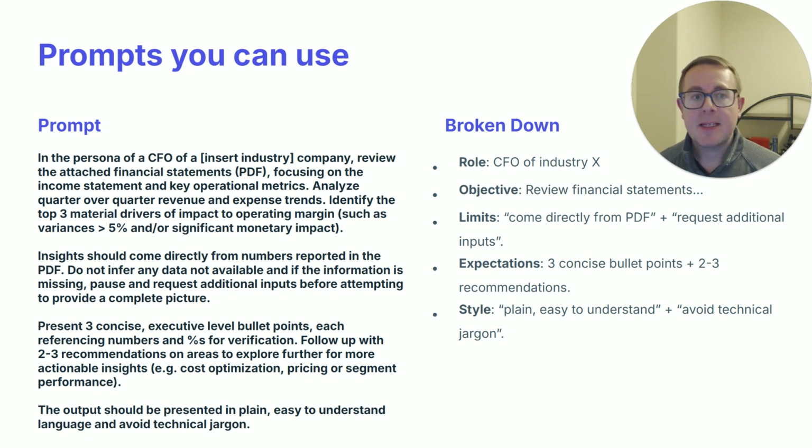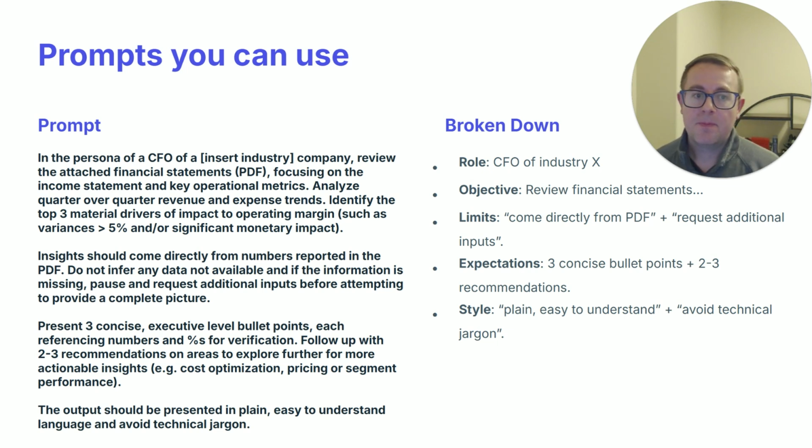Then as we set expectations, we've confirmed that we want 3 bullet points with the need to reference the numbers and percentages in the file to support them, as well as 2 to 3 recommendations, including examples that the model should consider but not necessarily use. So remember earlier we talked about giving some example information to the model that it can reference. This is what we're doing here.